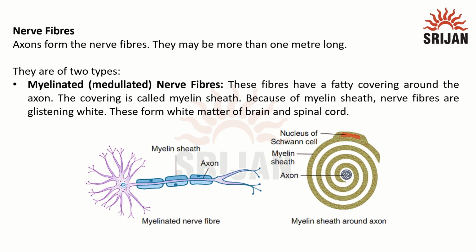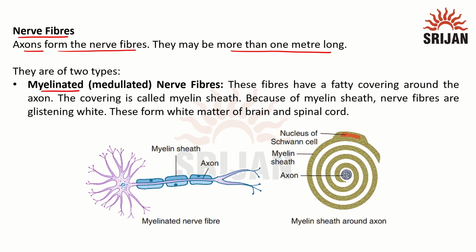In this video, we will learn about nerve fibers. Axons form the nerve fibers. They may be more than 1 meter long. Now, axons, depending on whether they have myelin sheath or not, are of two types. So, nerve fibers can also be of two types.